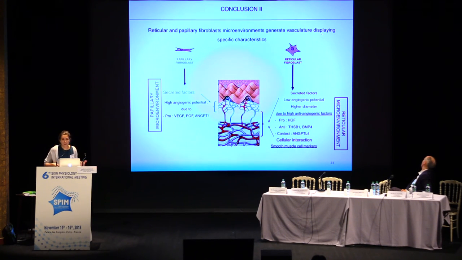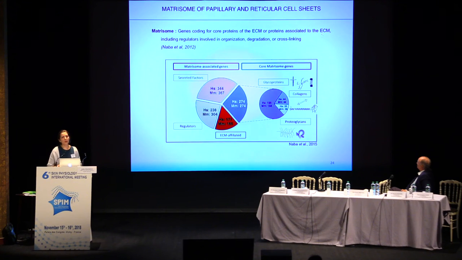As I mentioned, the matrix is as well another differentially regulated process. So then we took a look at this process using the matrisome. The matrisome is a list of genes that lists all the genes that are involved in the structural composition of the matrix and its regulation. It's available online and published by Naba et al. And it's subdivided in different categories, such as the secreted factors, regulators, ECM affiliated. And the matrisome itself can be subdivided in between glycoproteins, collagens, and proteoglycans.